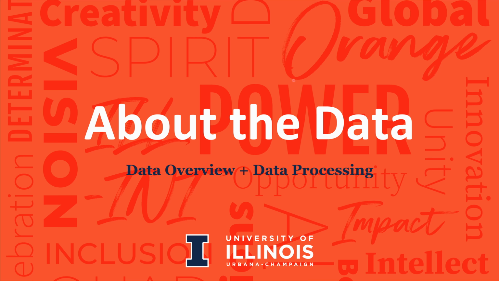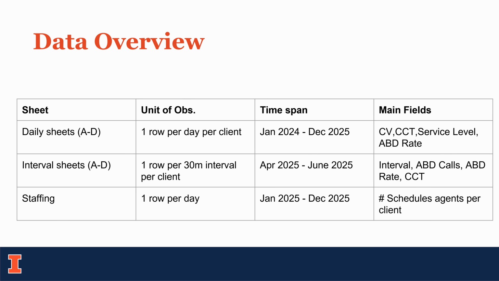Now we'll delve into the data, because before modeling anything, we had to understand what the data actually looked like. We were given three data sets: daily data from January 2024 to August 2025, interval data from April to June 2025, and staffing data for 2025. And the main limitation is that the interval data only covers 3 months, which makes forecasting August more challenging.